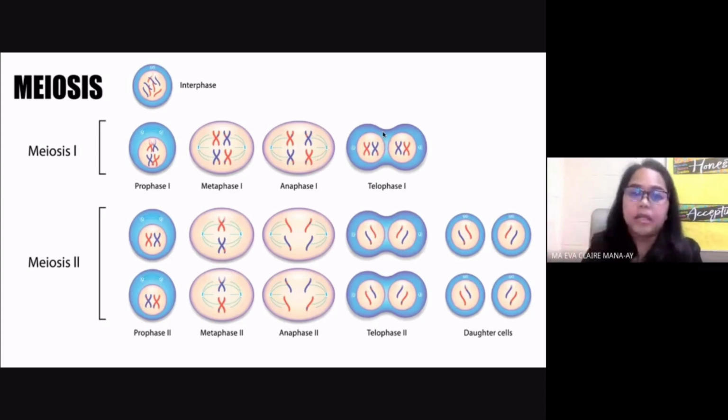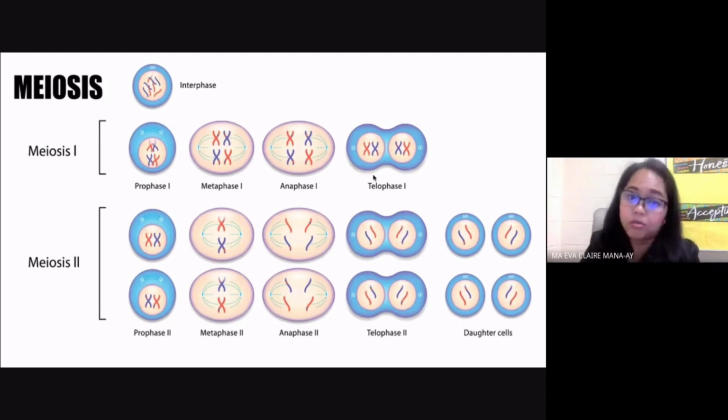Now, at the end, after telophase 1 or during telophase 1 in your meiosis 1, you've already produced 2 daughter cells. But the difference here, if you compare this with your 2 daughter cells in mitosis, is that your 2 daughter cells here are actually haploid. That means they only have half the number of chromosomes. If you started with a cell with 4 chromosomes, your 2 daughter cells here now would only have 2 chromosomes each. Again, we say they are haploid. They only have half the number of chromosomes.